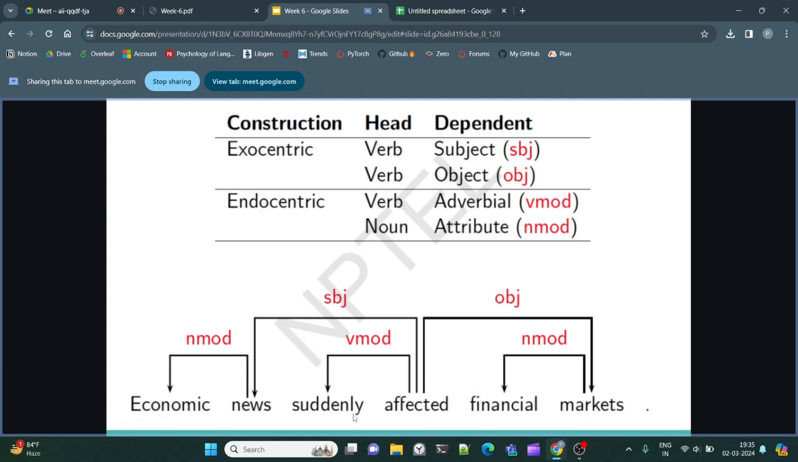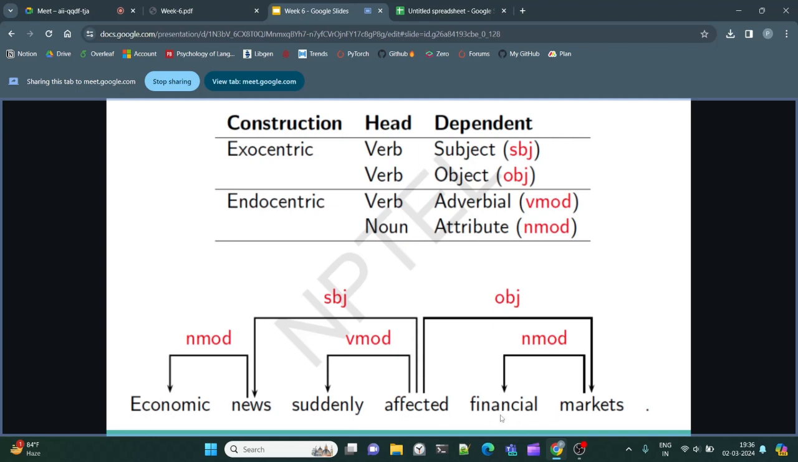So here I see that the whole construction can be replaced by the word affected. So this is an example of endocentric. Let's take another one. Another example is "financial markets." Here we have the word markets, which is being further specified by the noun modifier financial. It tells what type of markets is under concern in this sentence. So: economic news affected the financial markets.